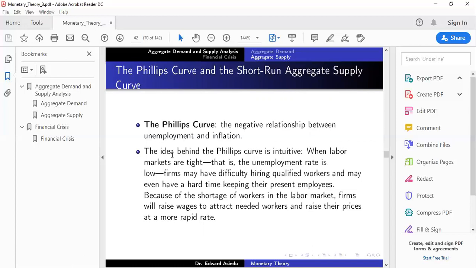Okay, so if the unemployment rate is coming down, say we have 10% unemployment and it's coming down to 5%, we are saying that you might see inflation also increasing. Okay. So the idea behind the Phillips curve is very intuitive in the sense that when labor markets are tight, when we say labor markets are tight, that is the unemployment rate is low. Okay. So most people who want jobs have jobs. Unemployment rate is very low.